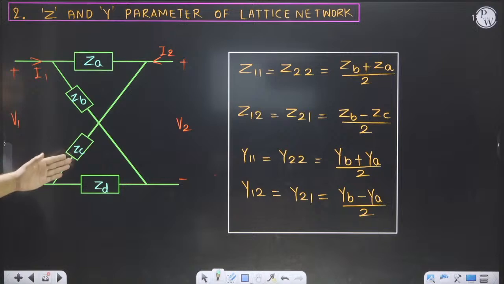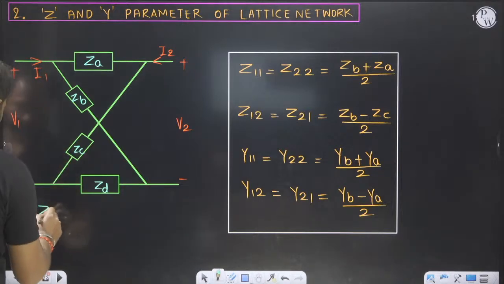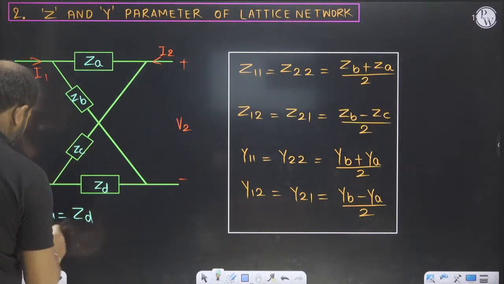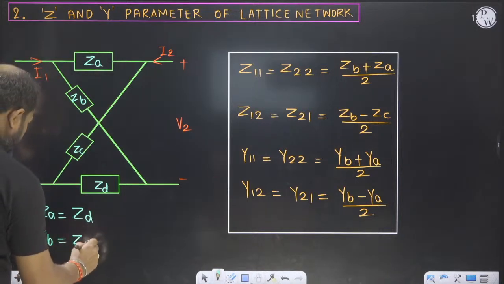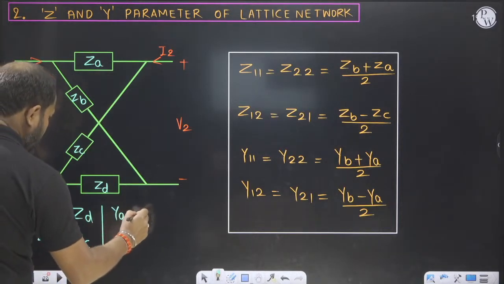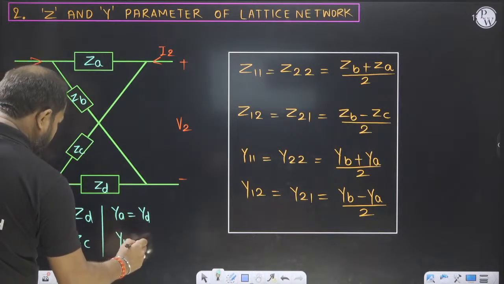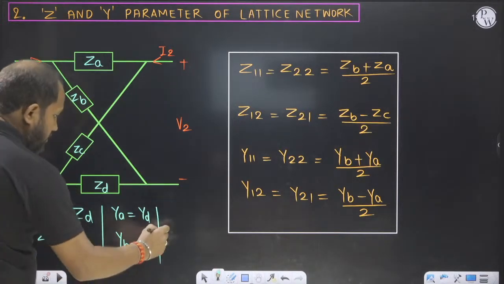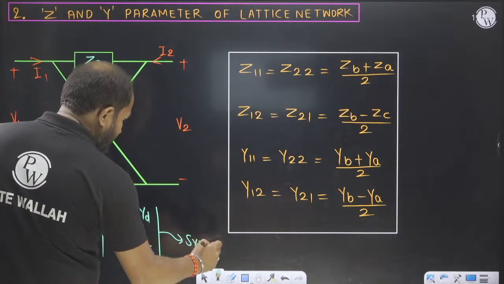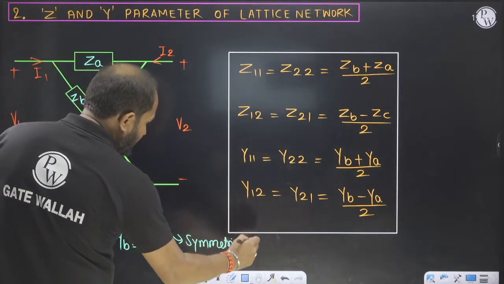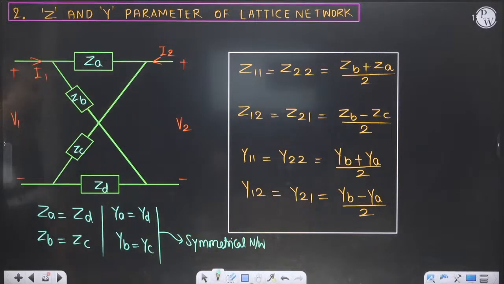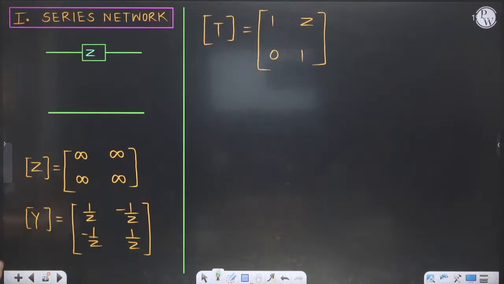Then the symmetrical condition: first of all they are symmetrical, so Za is equal to Zd and Zb is equal to Zc, or Ya is equal to Yd and Yb is equal to Yc. This is for a symmetrical network. Then we will apply the formula Zb plus Za by 2 and Zb minus Zc by 2, Yb plus Ya by 2 and Yb minus Ya by 2. I will use this formula in tomorrow's lecture and derive it. We will solve some questions.